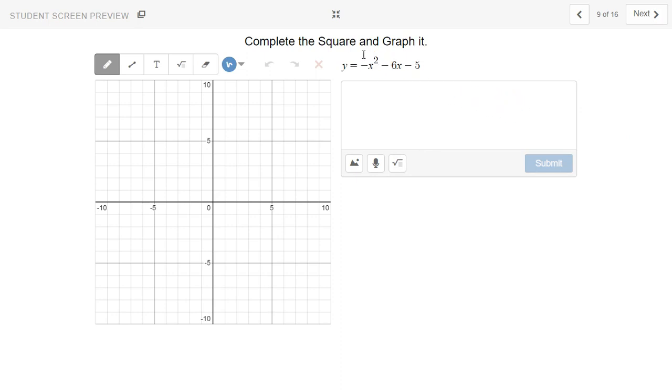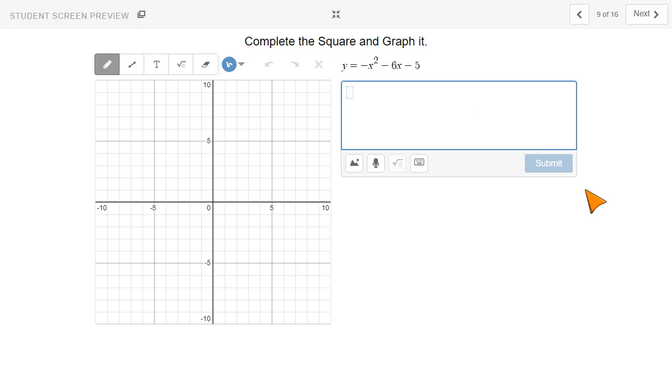Okay, let's do this again. We're going to complete the square and we're going to graph it. So we're not going to graph using a table of values. Instead, we're going to use our vertex, and then we're going to use the knowledge of what a normal parabola is and plot the rest of the points.